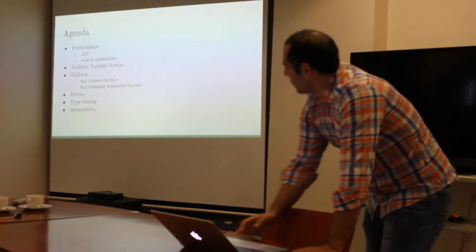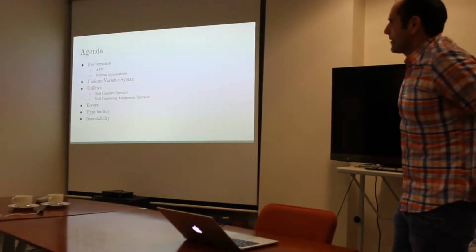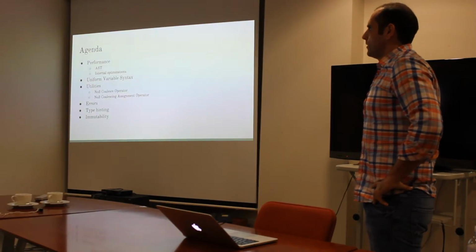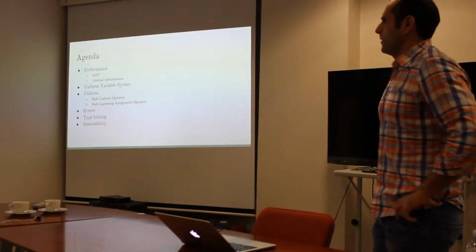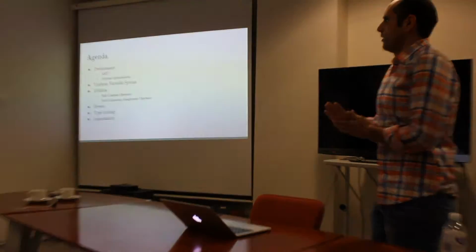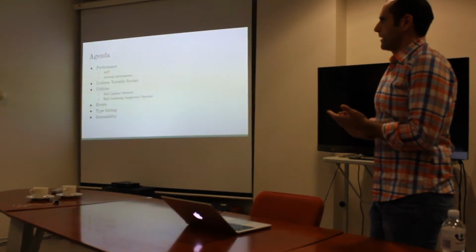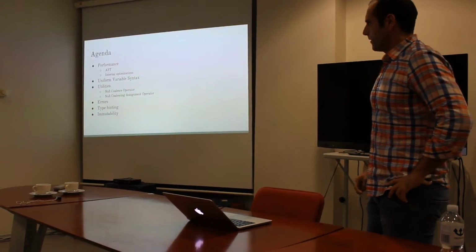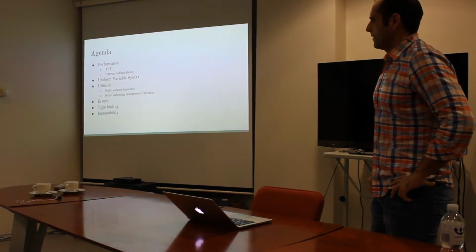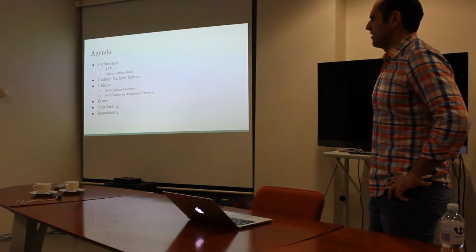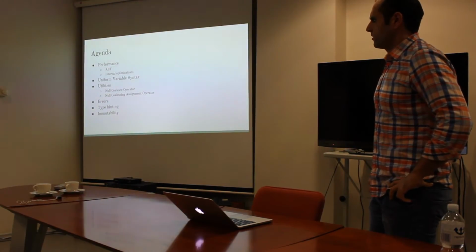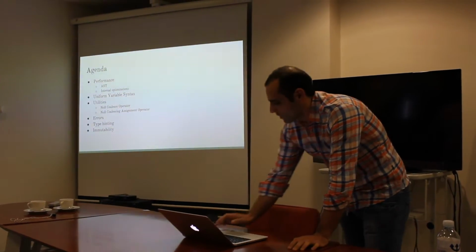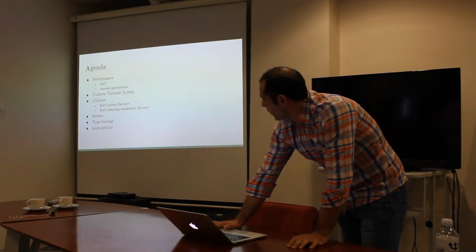Okay, I'm going to talk about a few parts, and within those parts I'll explain which version each one is at. So most important, I guess, performance. Then I'll mention uniform variable syntax, which is actually the only compatibility break that there is. Then a few utilities that I think are quite handy. Some errors, type hinting, which everyone wants to talk about, and immutability, as it is a hot topic.